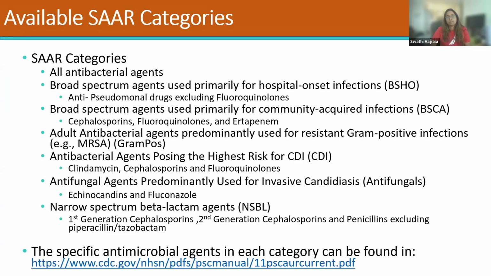We also have the list of SAR categories: all antibacterial agents, broad spectrum agents used primarily for hospital onset infections, broad spectrum agents used primarily for community acquired infections, adult antibacterial agents predominantly used for resistant gram-positive infections, antibacterial agents posing a high risk for CDI, antifungal agents predominantly used for invasive candidiasis, and narrow spectrum beta-lactams. These are all the available SAR categories that we can look into to see how each facility is doing and what the trends are among all the hospitals.